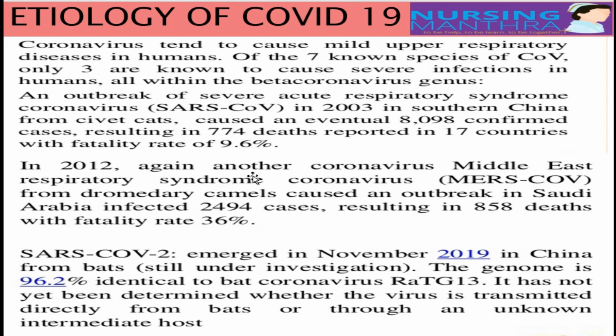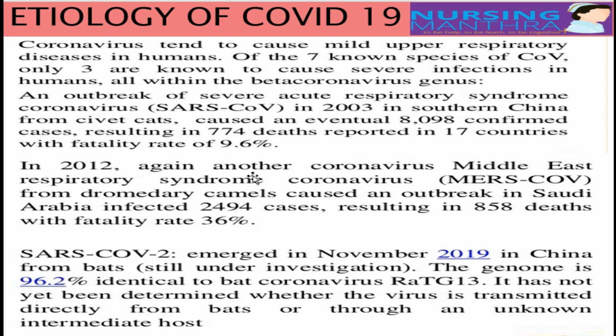An outbreak of severe SARS coronavirus in 2003 in southern China, from civet cats, caused an eventual 8,098 confirmed cases, resulting in 774 deaths reported in 17 countries, with a fatality rate of 9.6%. In 2012, another coronavirus, MERS coronavirus from dromedary camels, caused an outbreak in Saudi Arabia, infecting 2,494 cases, resulting in 858 deaths with a fatality rate of 36%.